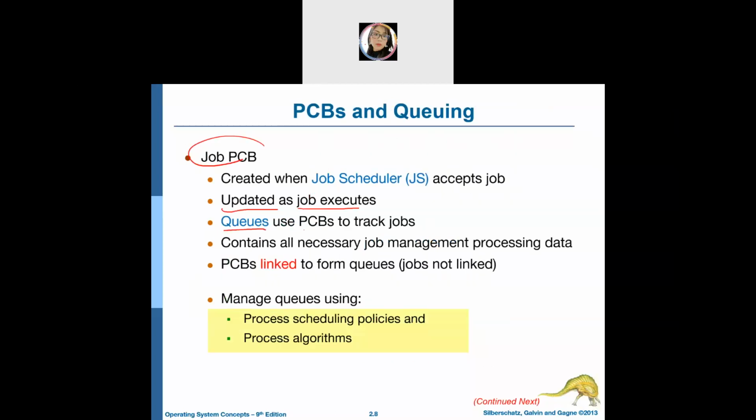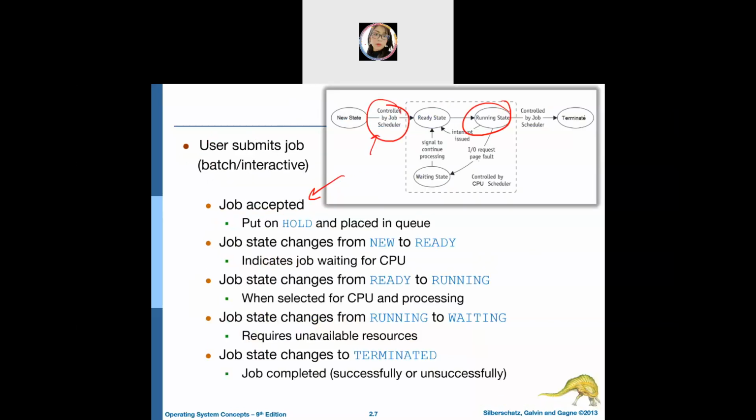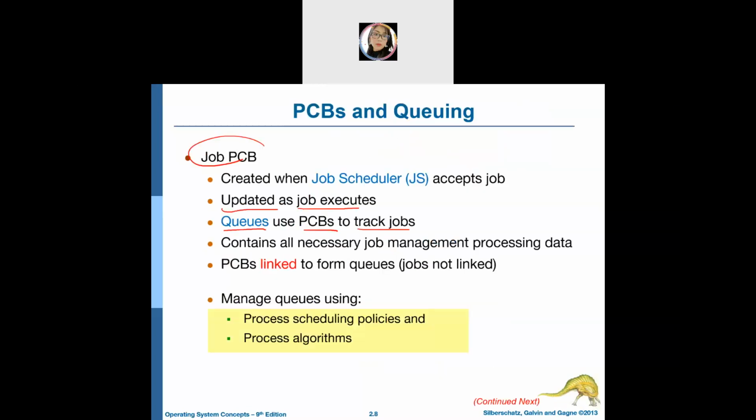And queues use the PCB to track a job. So let's say you are currently at this job, or maybe you are already at this side. So you're going to have the queuing from one to another to keep track of your current job. And then your job PCB contains all the necessary job management information to process your data. That's why PCBs link to form queues, which is the job not linked. Okay, your job is not linked, but your PCB will link to form the queues.